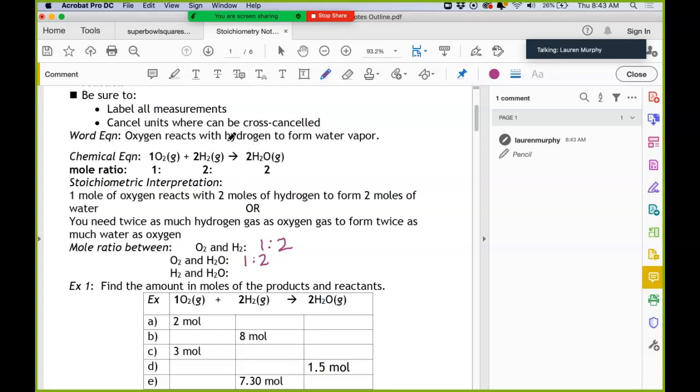What about hydrogen to water? Well, that's a 2 to 2 ratio, also the same as 1 to 1, okay? Right, 2 to 2 is the same as 1 to 1. So let's say you have 5 hydrogens, you also have 5 waters. Let's say you have 70 hydrogens, you also have 70 waters, because they are in the same ratio as one another.